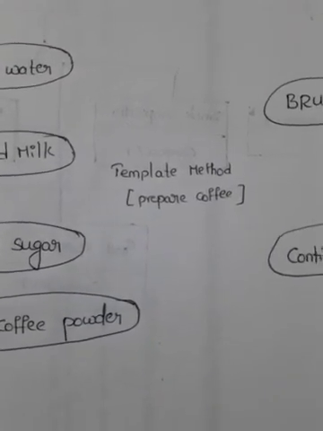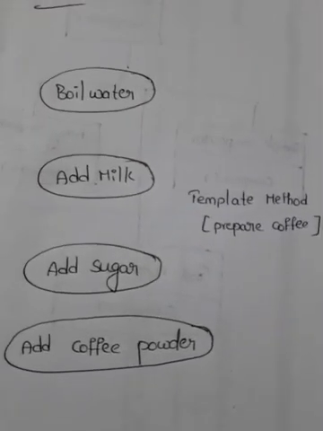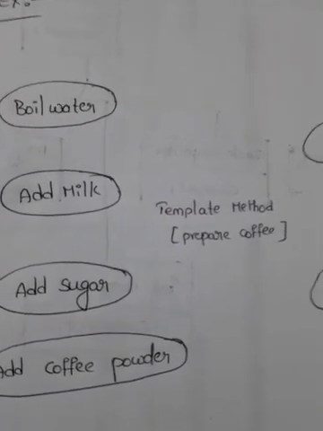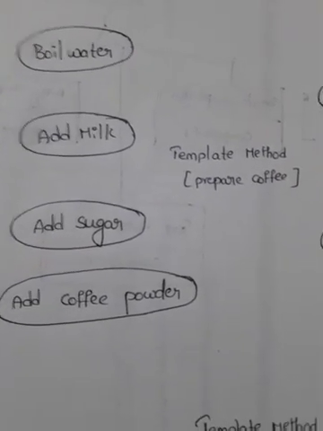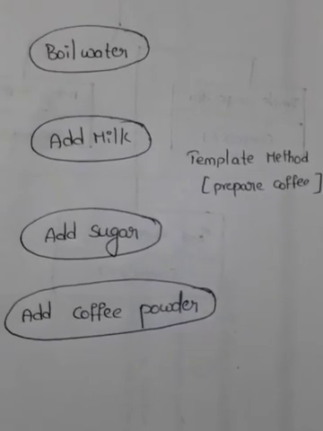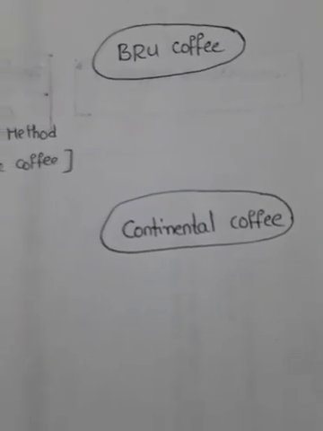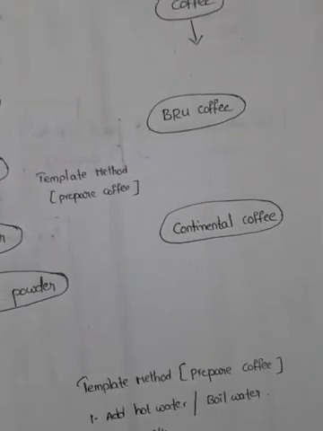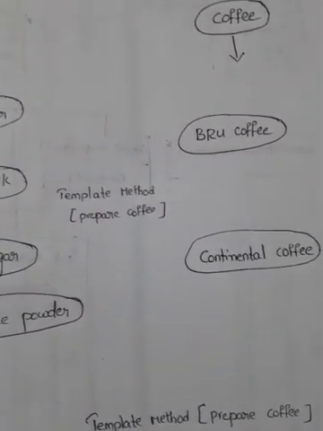If you see this example of preparing coffee, the preparation is the same. That means boiling water, adding milk to that water, adding sugar, and adding the powder of coffee. We just changed the powder of coffee, that's it. The procedure we used for brew coffee is the same for the continental coffee. The procedure of preparing coffee is the same, but based on the request of our client, we change the powder of coffee.